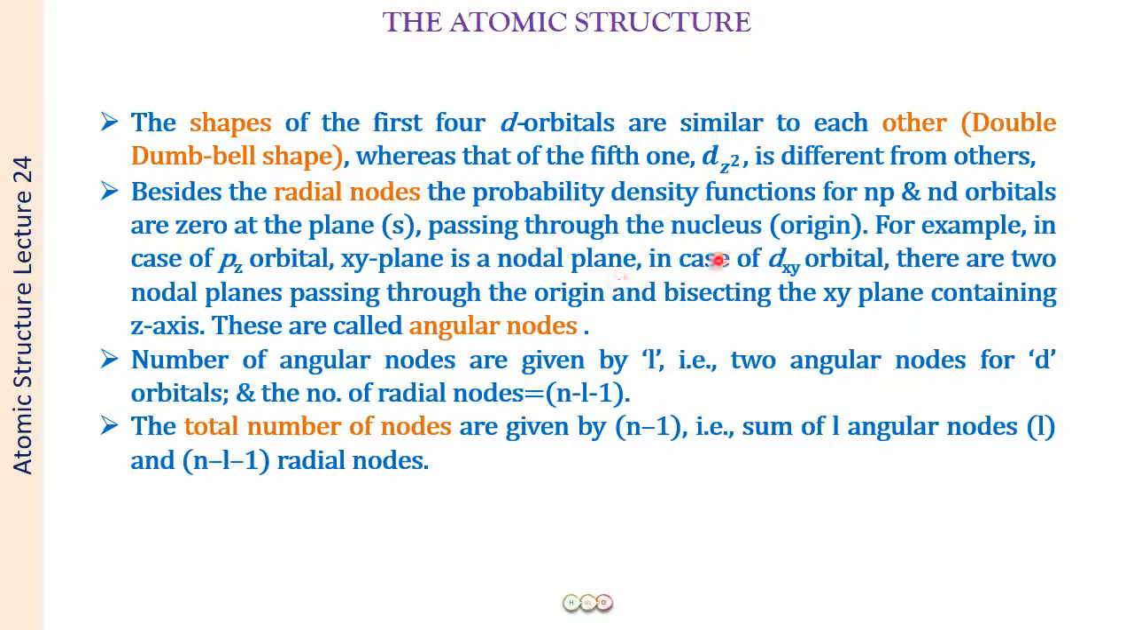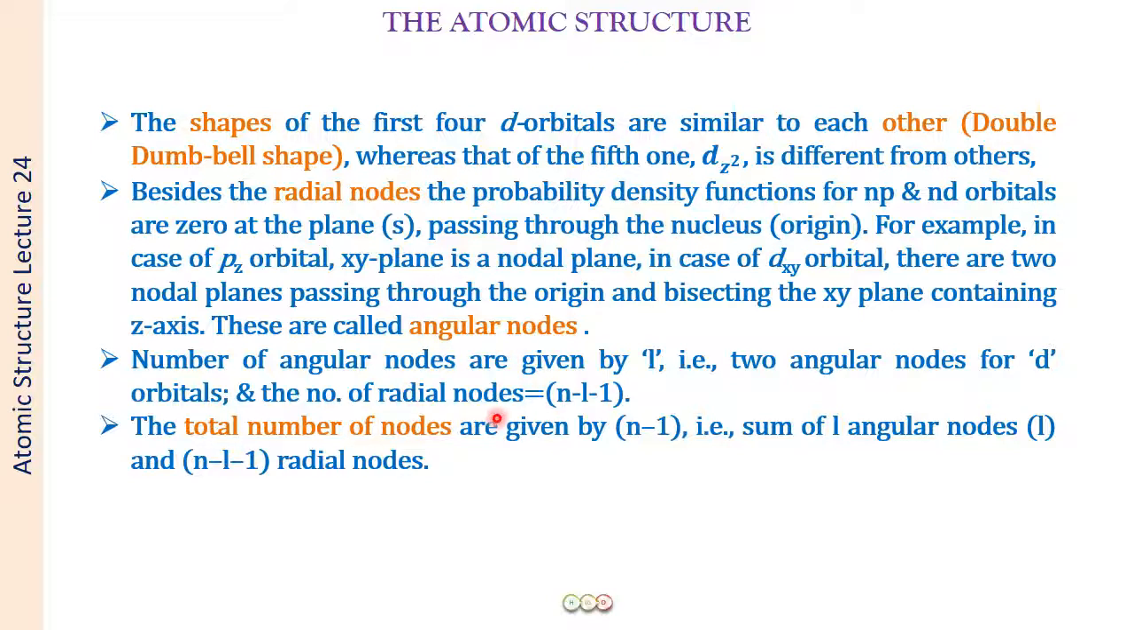In the case of the dxy orbital, there are going to be two nodal planes passing through the origin and bisecting the xy plane containing the z axis. So these are the angular nodes. And what is the number of angular nodes going to be? It is going to be given by l. For d, that means there are going to be two angular nodes. For p, there is going to be one angular node. For s, there is going to be zero angular nodes, right?